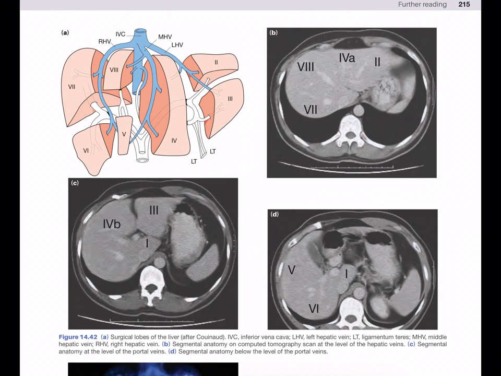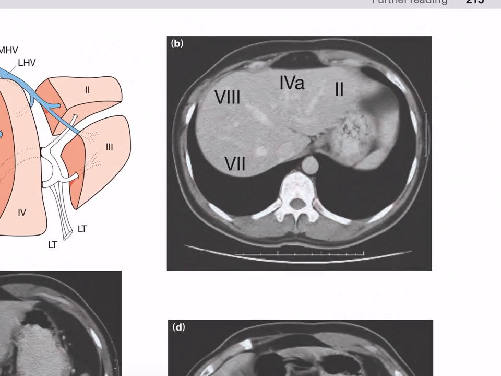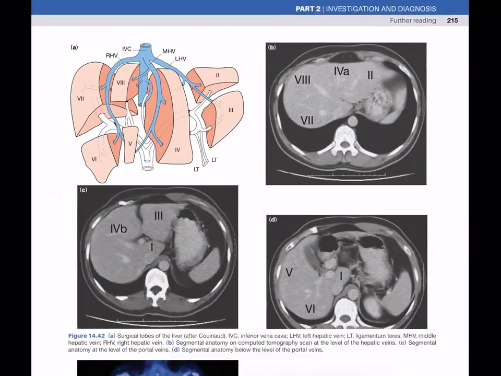14.42. A is the surgical lobes of the liver after Couinaud, and there is the IVC, inferior vena cava, there is the left hepatic vein, there is the ligamentum teres, there is the middle hepatic vein and the right hepatic vein. B diagram. This is the segmental anatomy on computed tomography scan at the level of the hepatic veins, and the lobes are marked and named. There is segment 8 shown, segment 7, the 4A and 2.